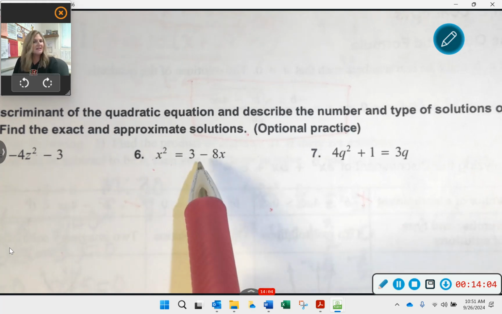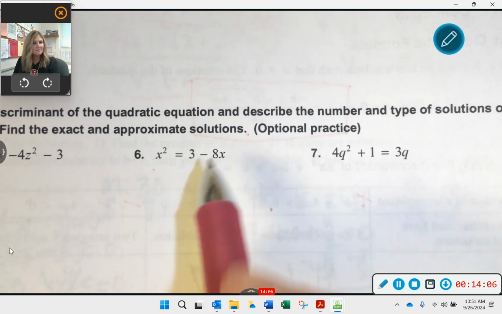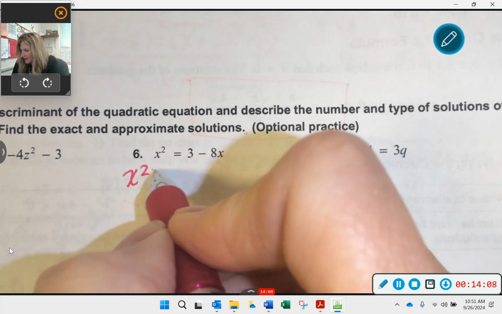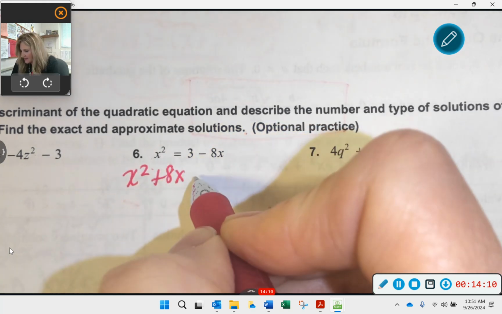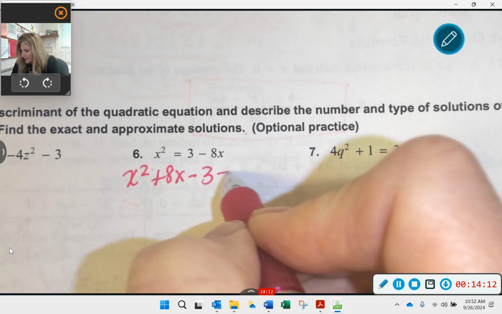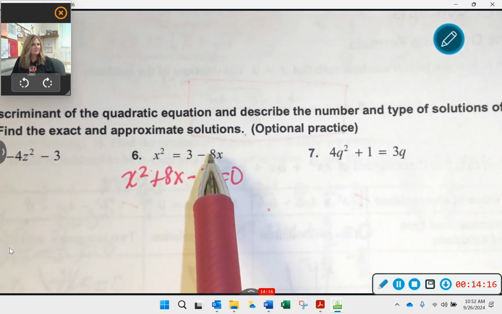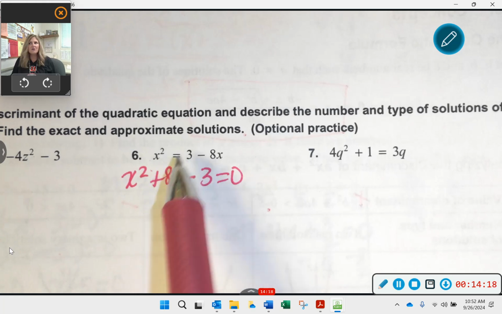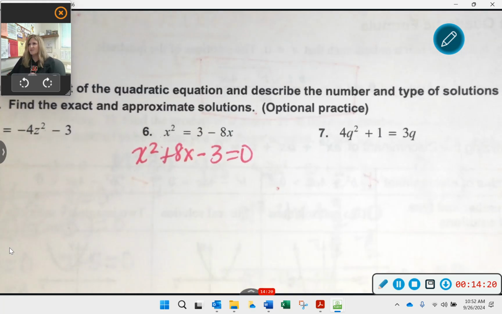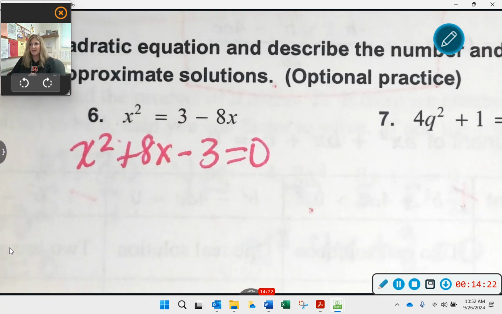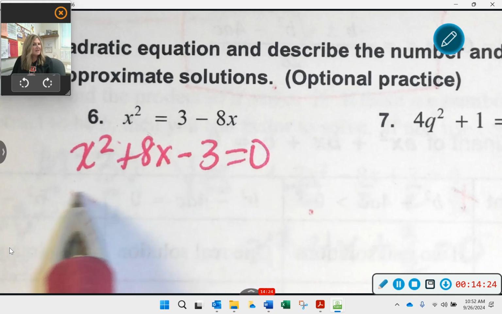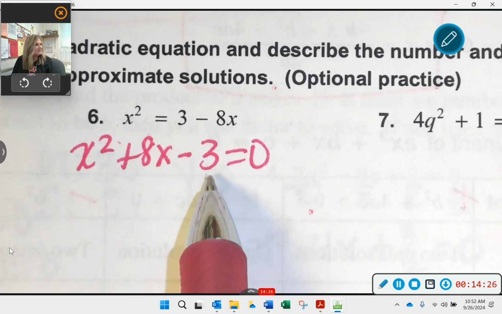All right, what do we have to get this set equal to? So we're going to have x squared plus 8x minus 3. Let me pause there for a minute. I want to encourage you to skip steps as long as you don't make mistakes when you do it. Can you guys understand how I got this?